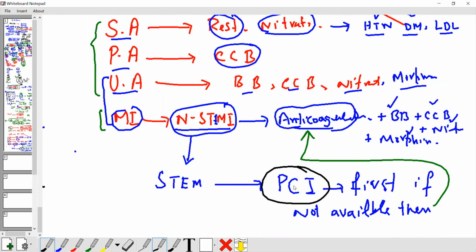The first important thing here is percutaneous coronary intervention. It means putting a catheter inside the artery and breaking that clot. It is our first option, the gold standard treatment for STEMI.